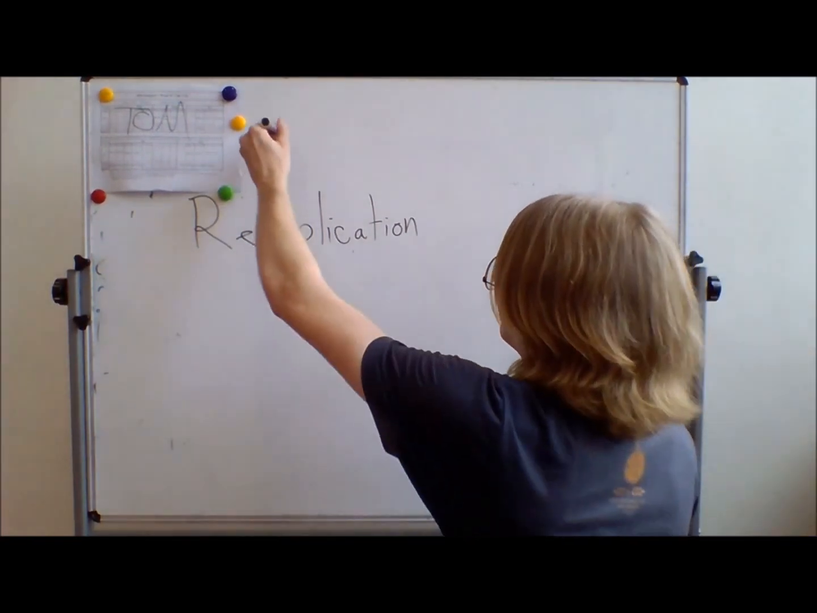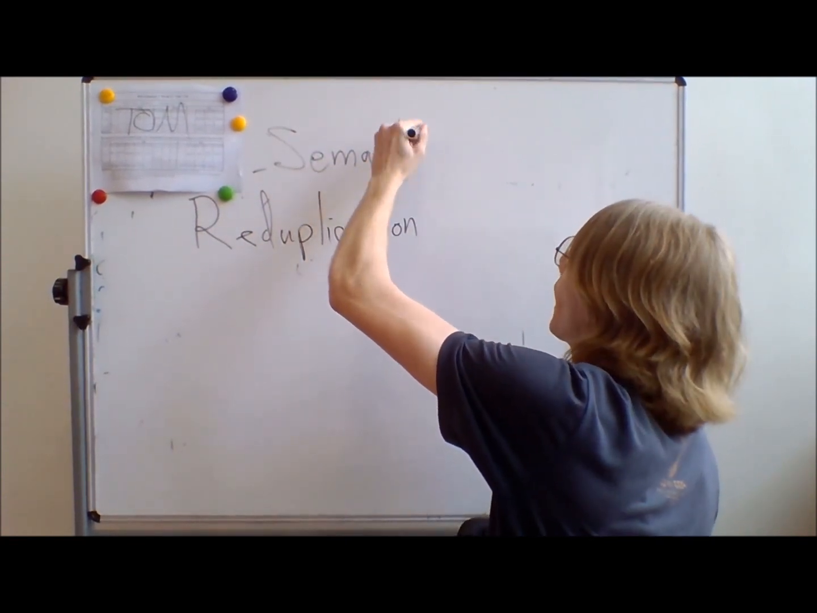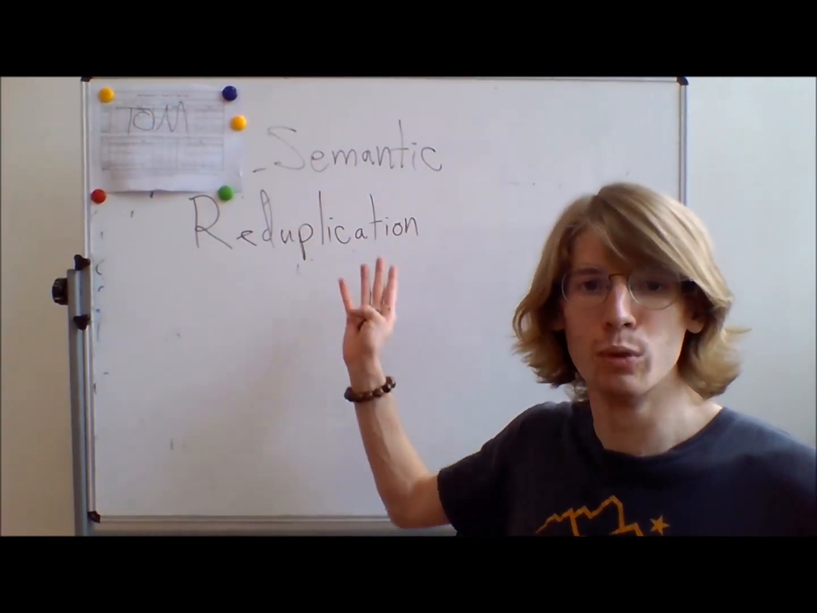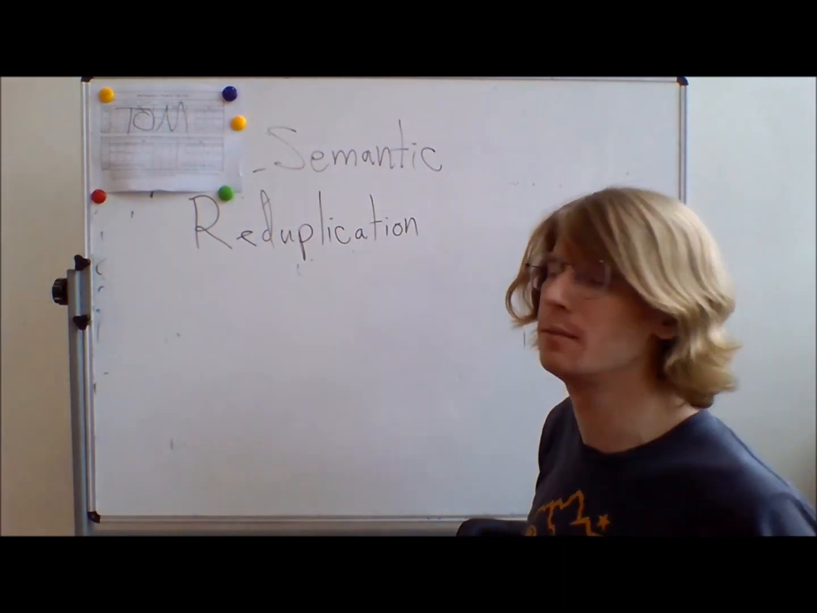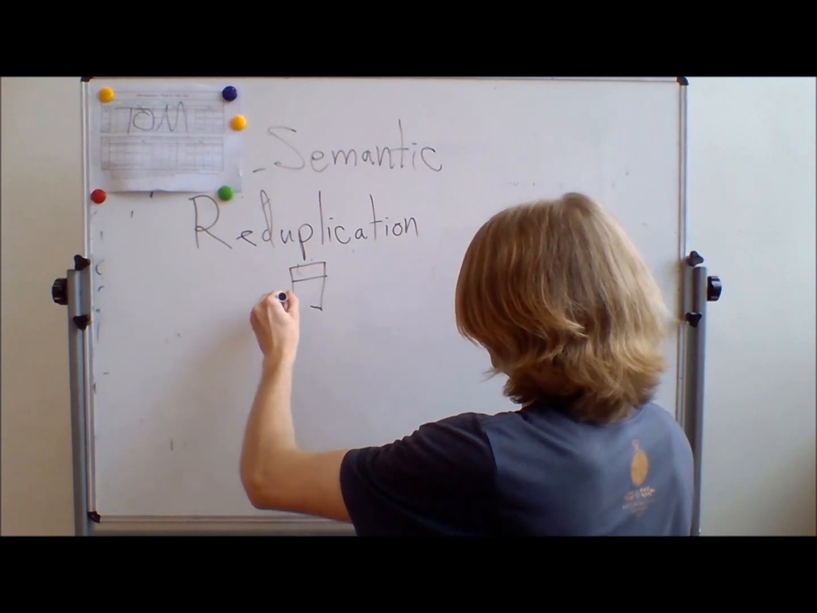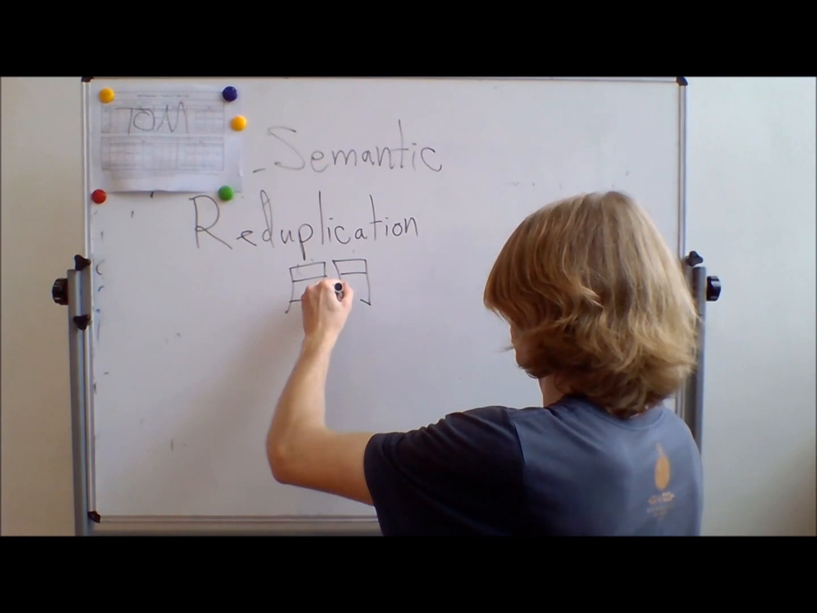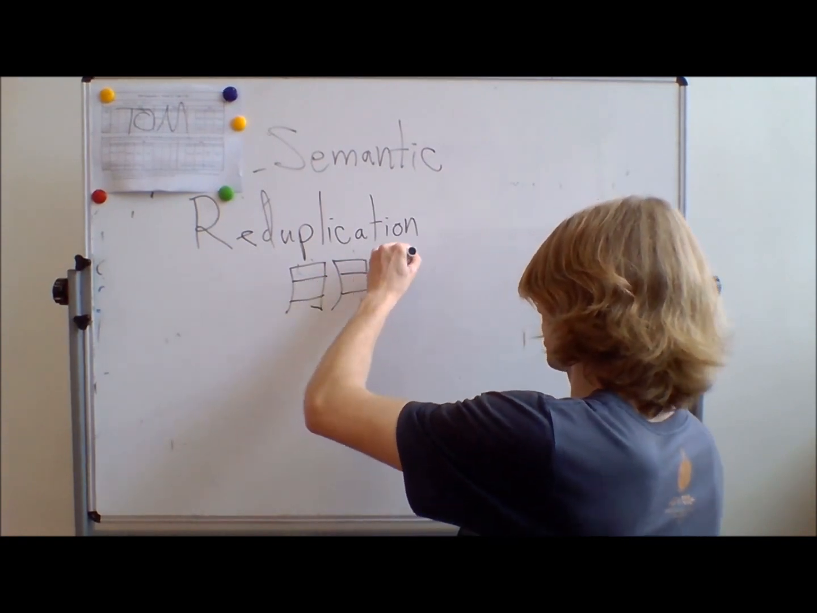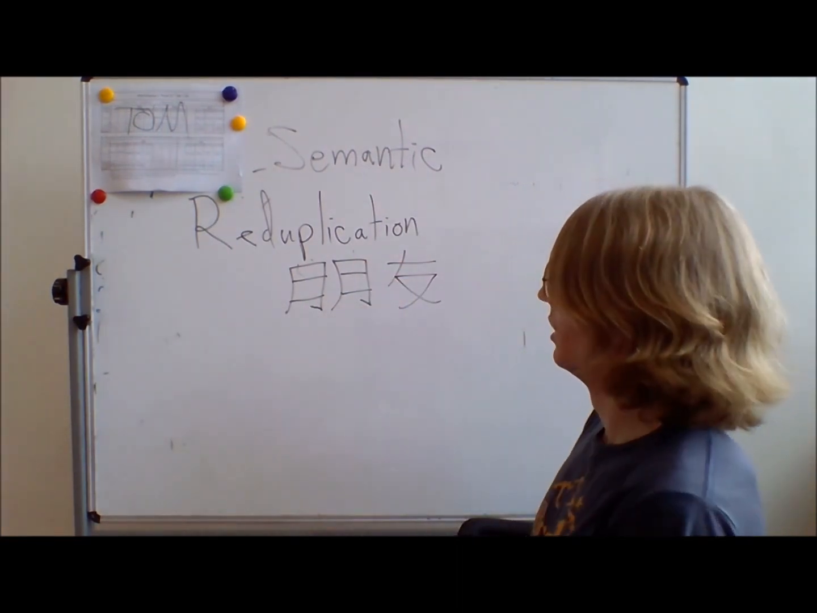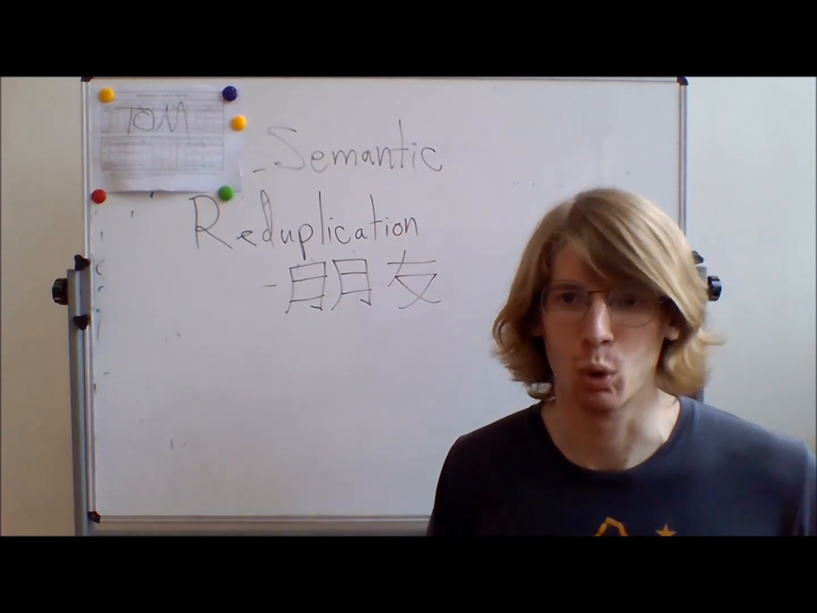So let's write that down, semantic reduplication. All right, so what is semantic? Semantic is meaning, so reduplication of meaning, right? Okay, so first one. Pengyou, all right, and pengyou is the Chinese word for friends.